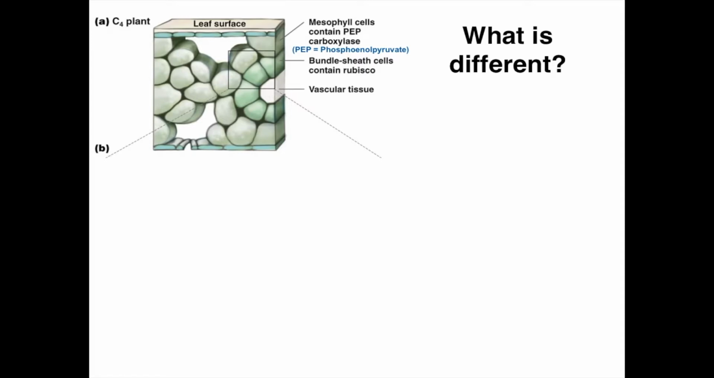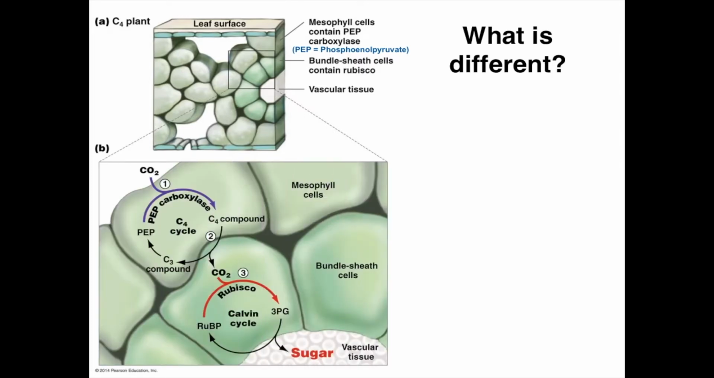There is a strong interconnectedness between the mesophyll cells and the bundle sheath cells. So let's zoom in a bit to understand what is happening here. If we zoom into the mesophyll cells, again, this is the exterior ring of cells. This PEP carboxylase right here is our enzyme that's going to kick off CO2 fixation.